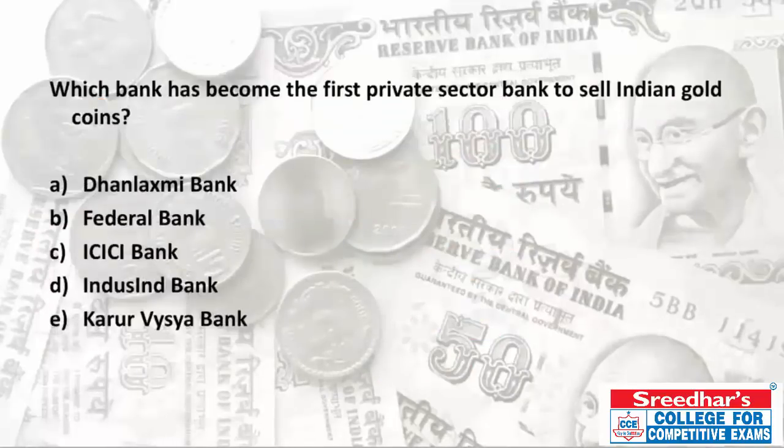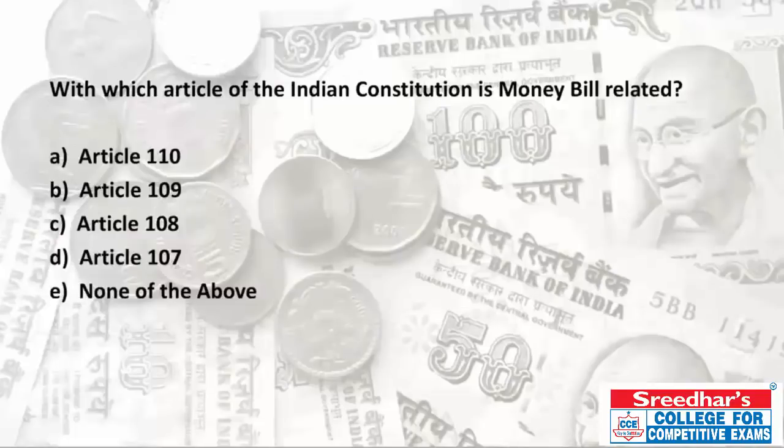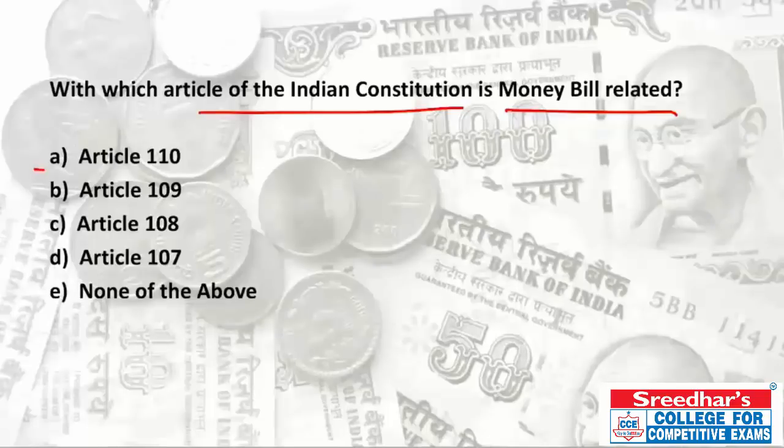Which bank has become the first private sector bank to sell Indian gold coins? It is Federal Bank. So Federal Bank has become the first private sector bank to sell Indian gold coins. With which article of the Indian Constitution is the money bill related? Article 110. Article 110 of the Constitution mentions the money bill.